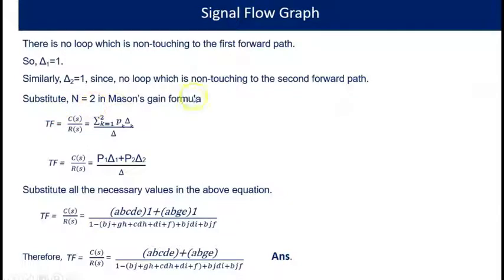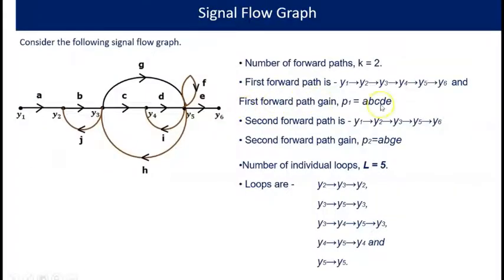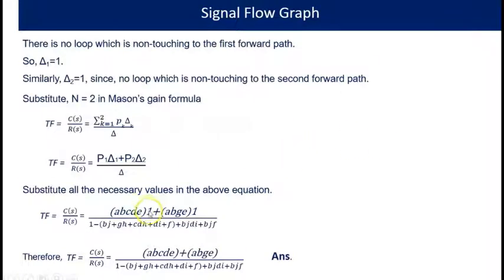So with two forward paths, it is equal to P1 delta 1 plus P2 delta 2 divided by delta. P1, the first forward path, is ABCDE, the second is ABGE. So write ABCDE into 1 plus ABGE into 1, divided by 1 minus the sum of all individual loop gains plus the sum of gain products of all possible combinations of two non-touching loops. So this is the transfer function and that is the answer. Thank you.